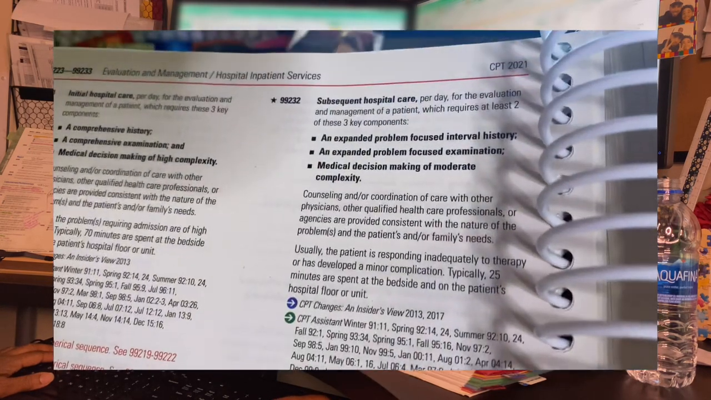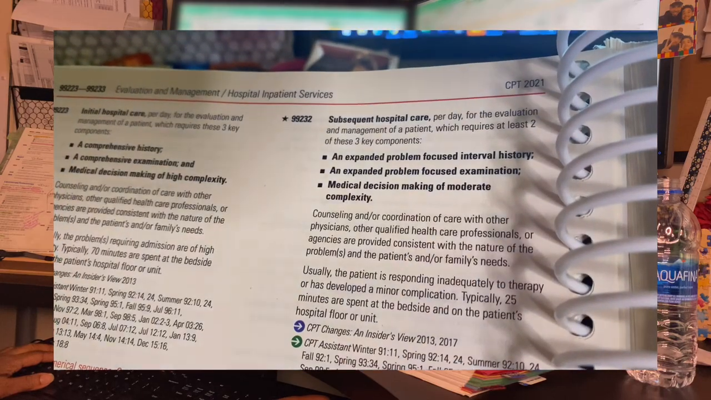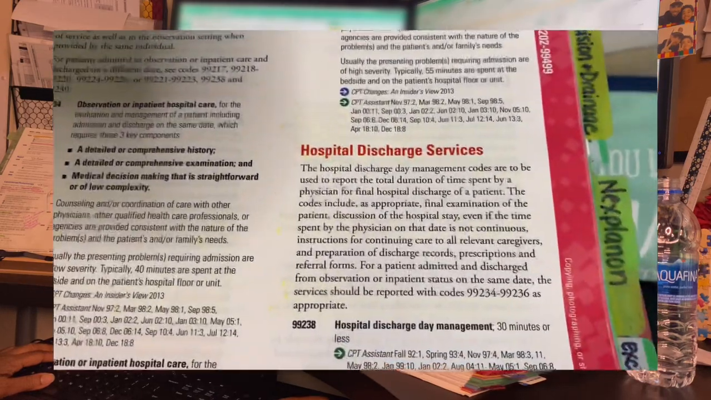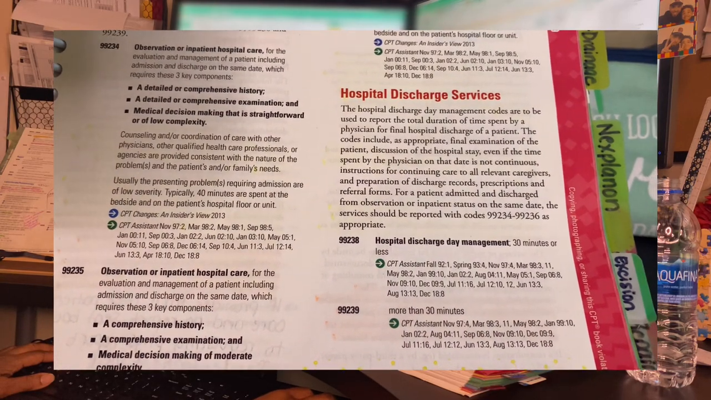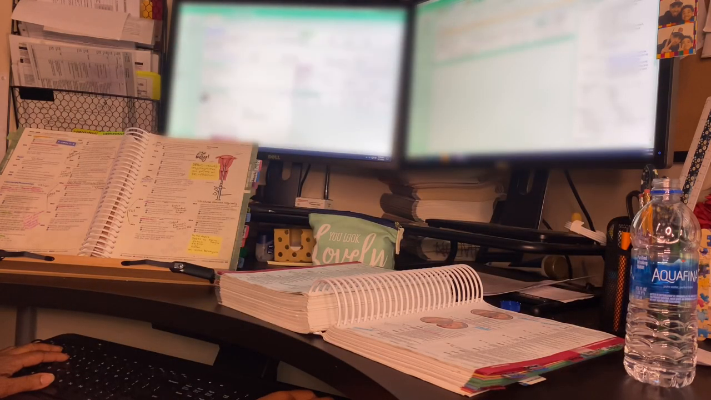It says that my 99232, which is a subsequent level 2, is hitting against this discharge. So I'm going to have to see when the patient was discharged. She was discharged on the 6th. So the subsequent will need to be changed to a no charge code. Alrighty, so let me go find it.